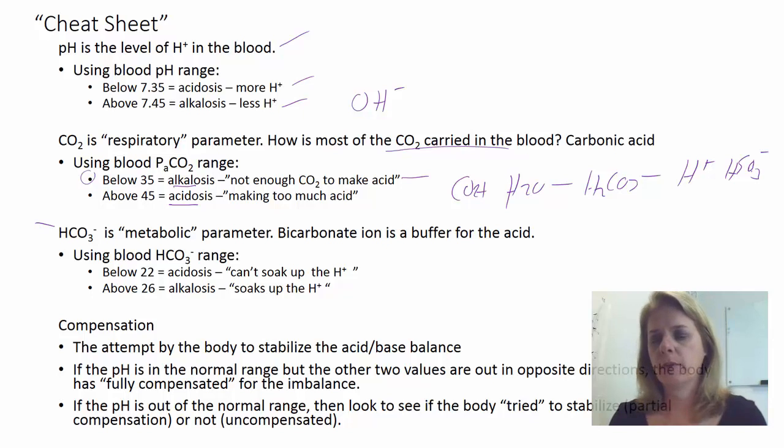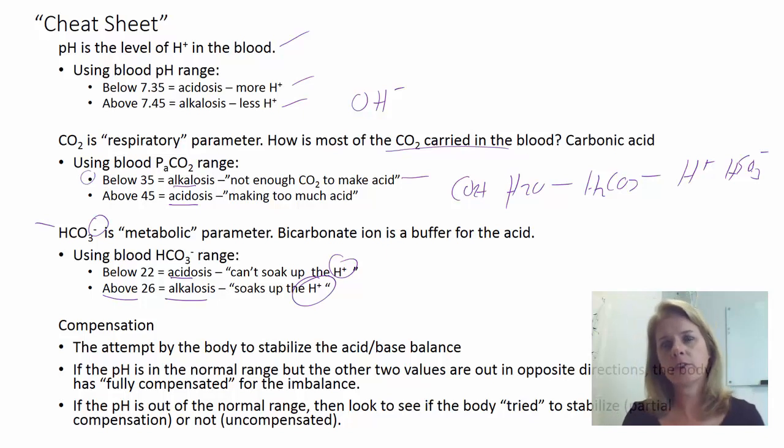Bicarbonate's the metabolic parameter. Remember, bicarbonate can suck up all those hydrogens. It's like a buffer. It can absorb those hydrogens. So if it's too low, you're in acidosis because there's just not enough to soak up those hydrogen ions. If it's above 26, above the normal range, you're in alkalosis because it soaked them all up, so there's not any acid out there to make it acidic. All right? Then you have to look at the compensation, and remember, the ability of the other organ system to fix the problem. This is your body's attempt to stabilize acid base. If the pH is in the normal range, but CO2 and bicarbonate are out of whack, you're fully compensated.